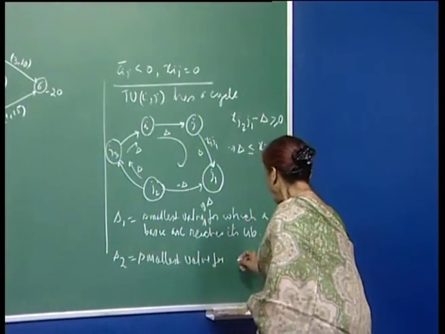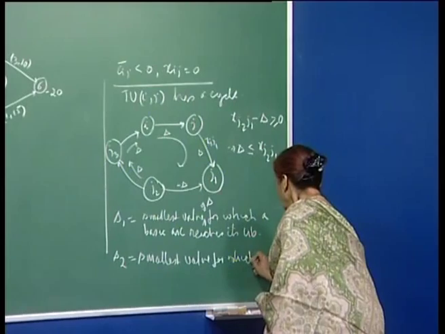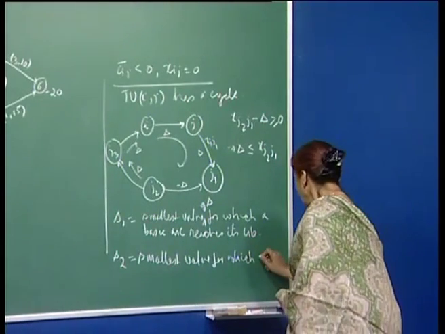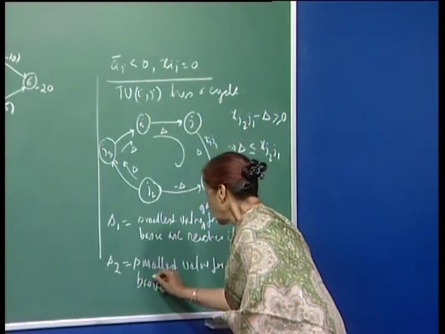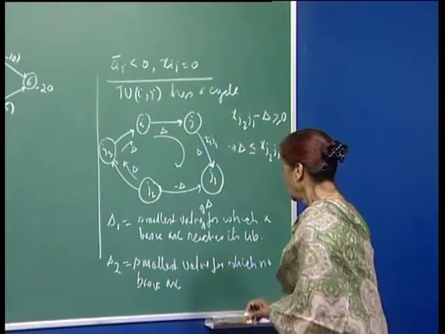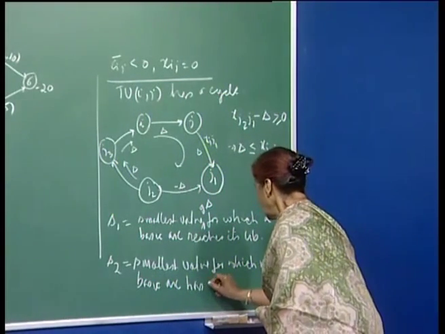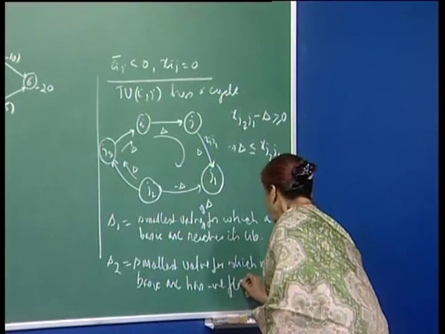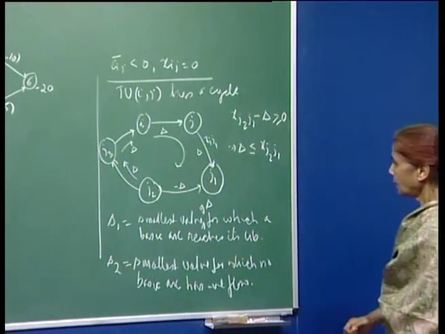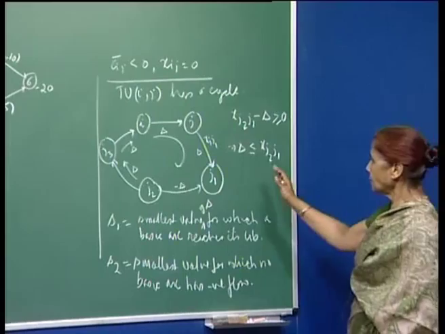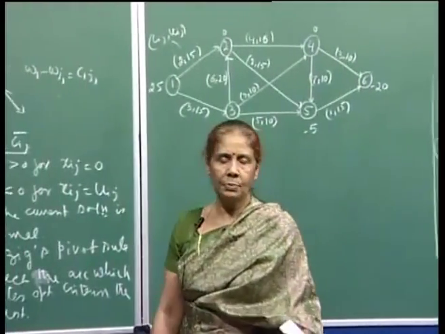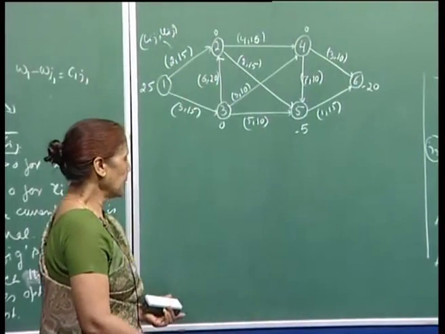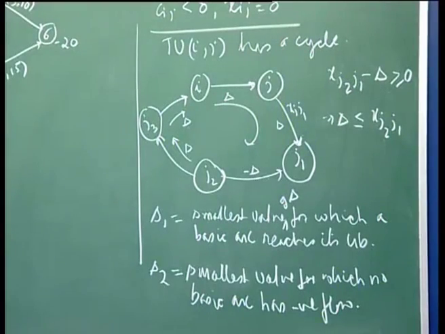for which no basic variable, no basic arc has negative flow, right. So you want to make sure that when you increase the flow on a non-basic arc, none of the basic arcs has a flow less than 0, right.